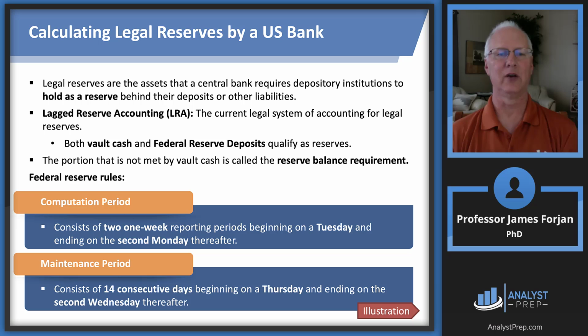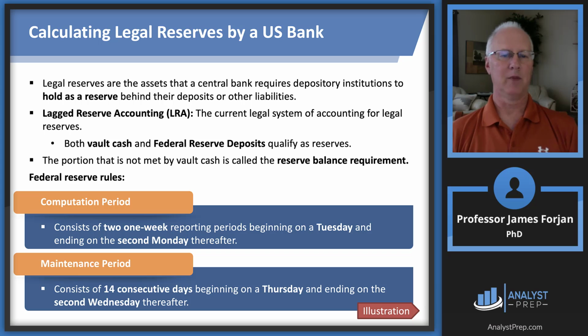This is the current legal system. And this considers both vault cash and Federal Reserve deposits. I mean, it doesn't make sense to have a local financial institution keep all of this in cash. I mean, that would be a sign outside saying, hey, we have $1 billion in cash. Let's go back to that one factoid that the authors told us about. Bank robberies are increasing. All right, so notice the third block point. The portion that is not met by vault cash is called the reserve balance requirement.